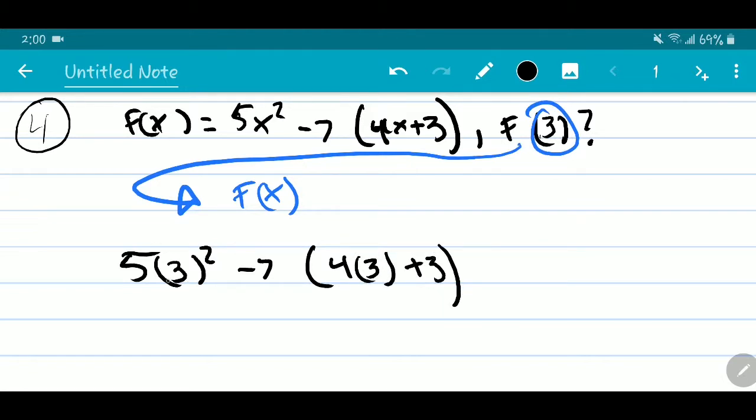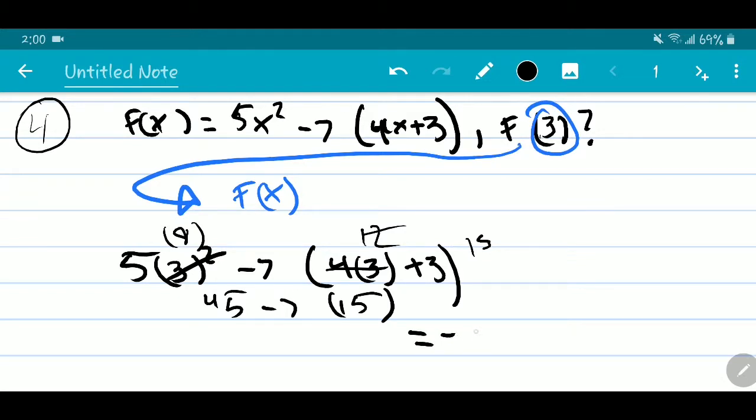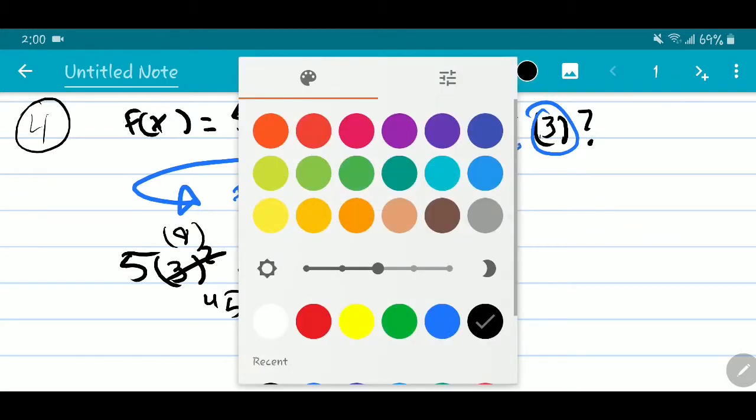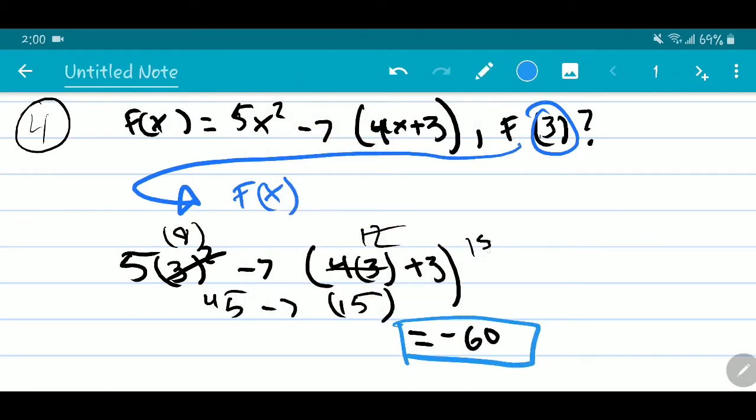So every time we see an x, we have to plug in a 3. 5 times 3 squared, plus 3, that's 9. It's 45 minus 7, and then this is 12 plus 3, that's 15 over here. Minus 7 times 15, and that'll give us negative 60. That's our answer. That answer choice is J.